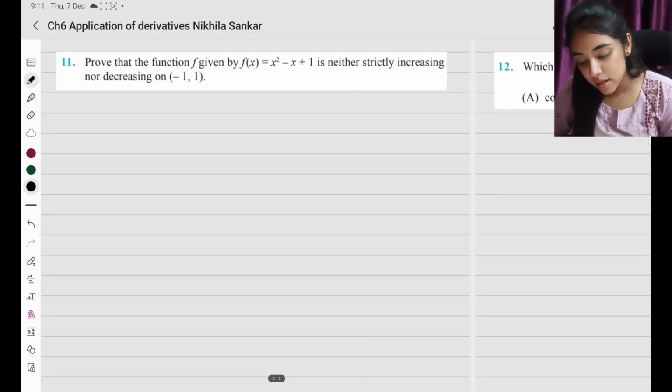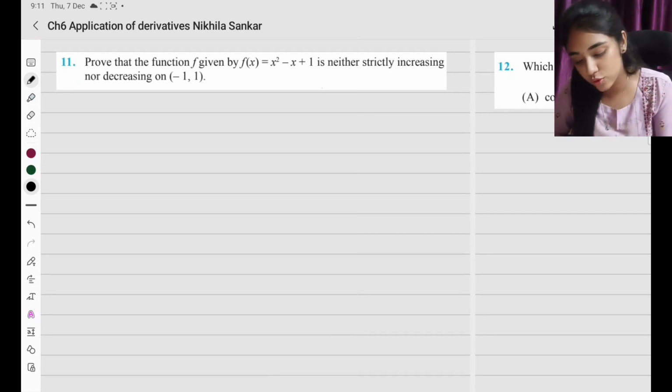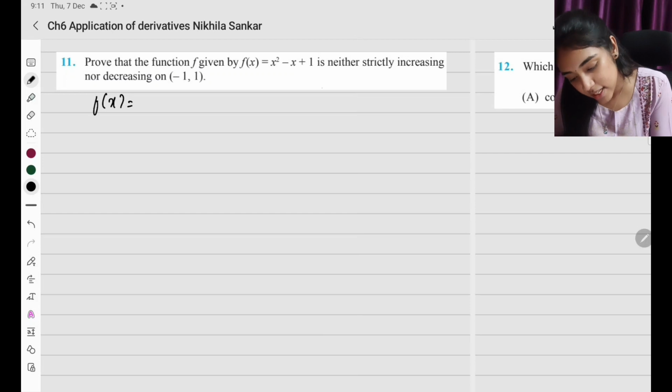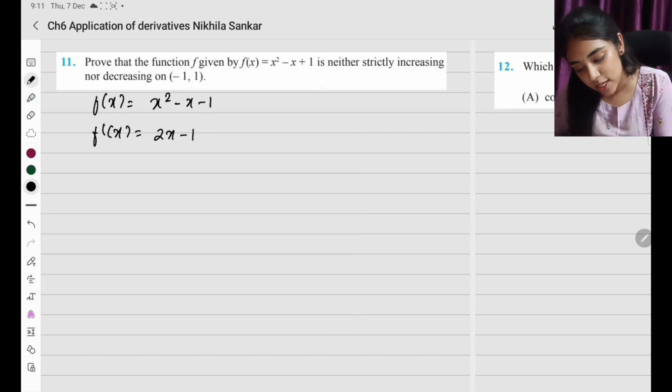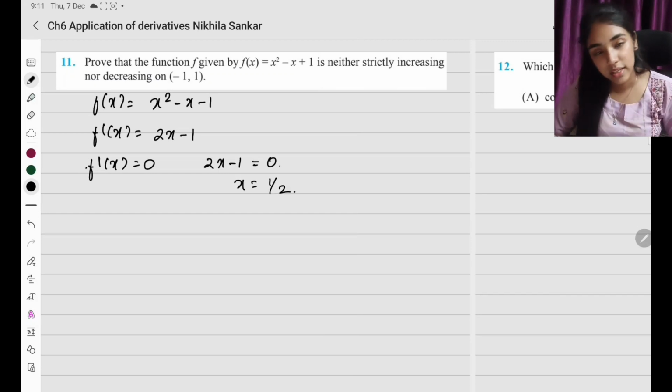Question number 11. Prove that the function is neither strictly increasing nor decreasing between minus 1 and 1. The interval is given. So I have f of x equals x square minus x minus 1. When I differentiate, I have 2x minus 1. So what is my next step? Critical point. So f dash of x equals 0. I have 2x minus 1 equals 0. x equals 1 divided by 2.